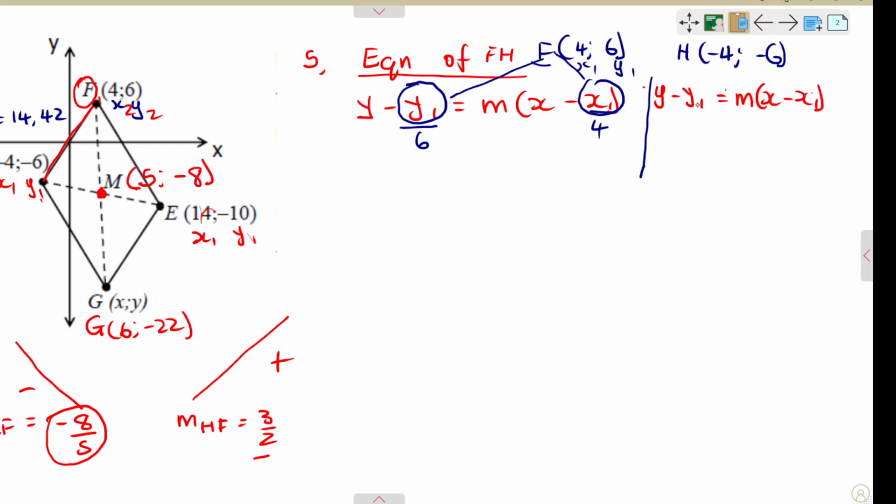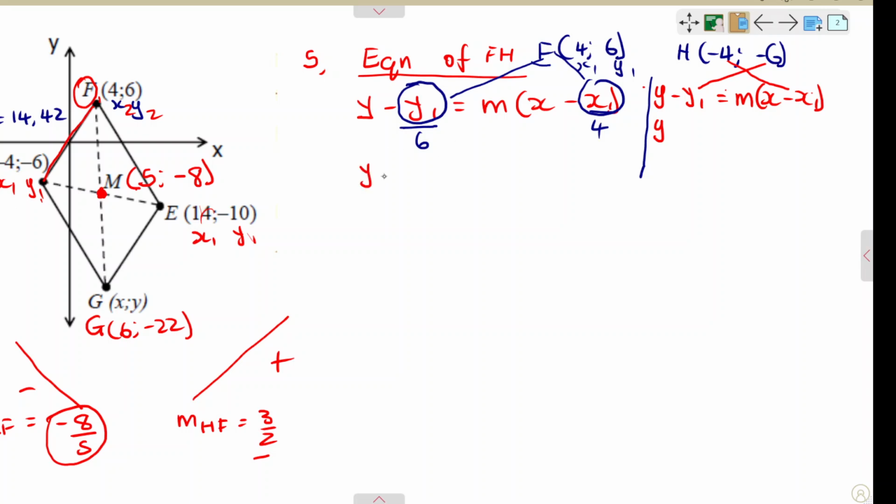Now, where you see this y, you'll put the 6. Where you see this x1, you'll put the 4. The answer will be the same. So let's do that now. Let's start with the E, for example. Remember, this is the line FH.